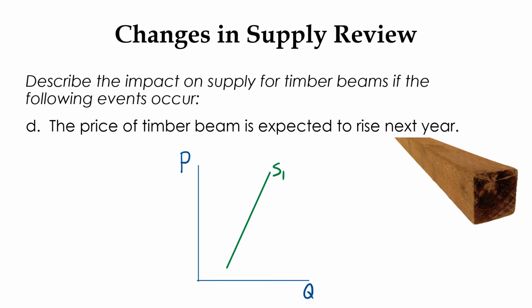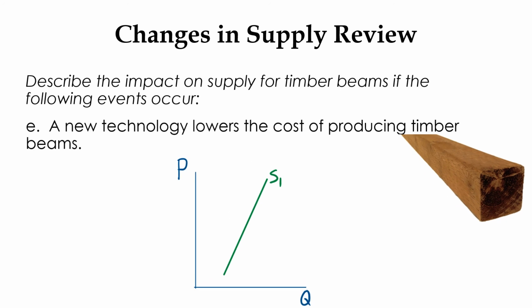The price of timber beams is expected to rise next year. What's going to happen to the supply of timber beams now? That's right. I am going to save it until next year. So I'm going to supply less to the market now, and the supply curve is going to shift to the left. My pen is not working right. Last one, guys. A new technology lowers the cost of producing timber beams. More profitable. Shifts to the right.